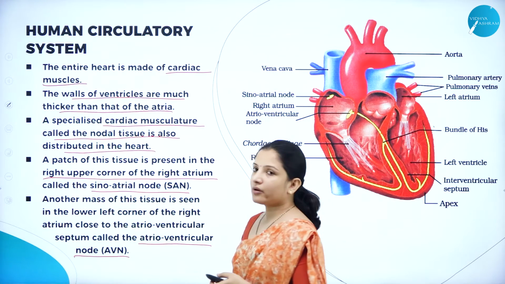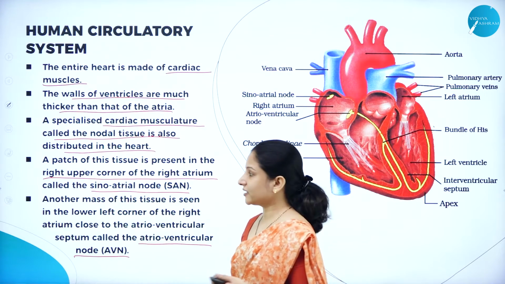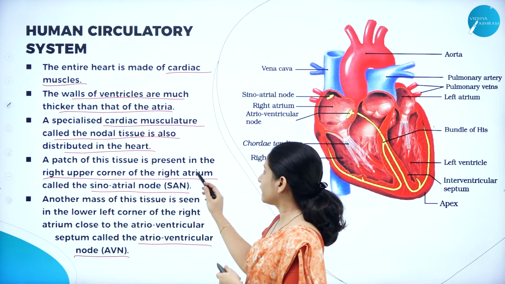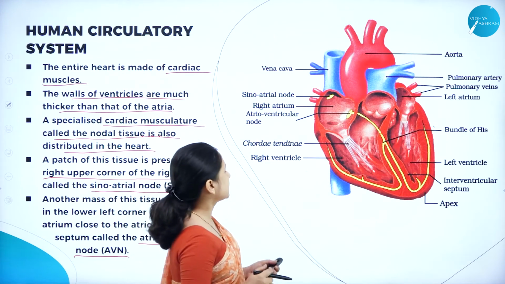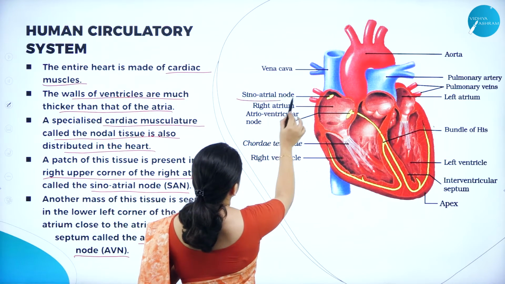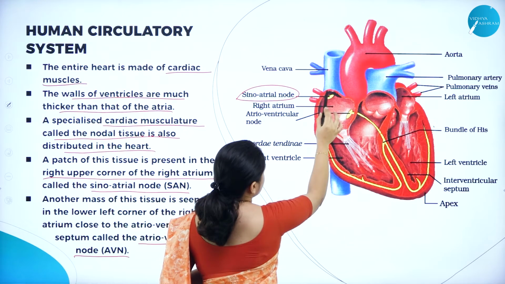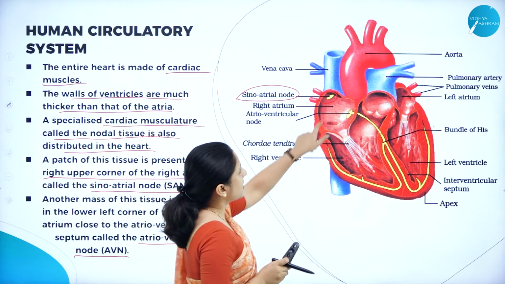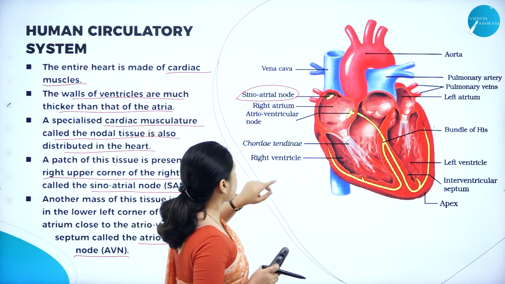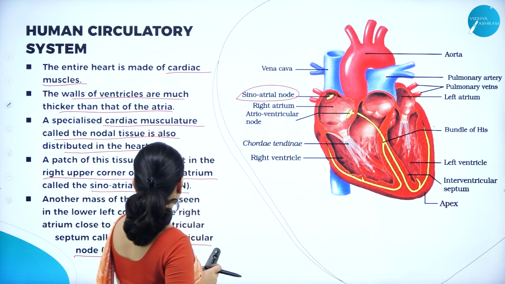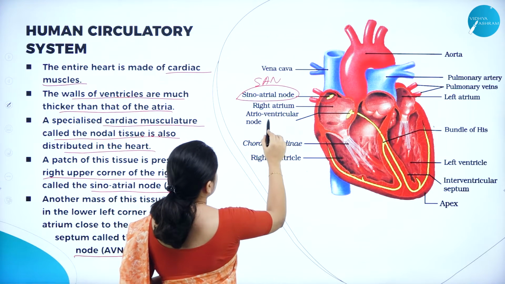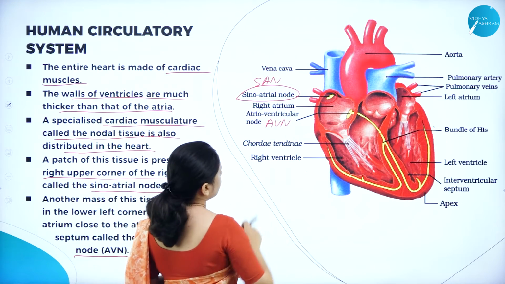So what is the sinoatrial node? Where exactly is it present? The sinoatrial node is present in the right upper corner of the right atrium. If you can see here, the sinoatrial node is present in the atrium. Where exactly in the atrium? Exactly the right upper corner of the atrium. Next, talking about the atrioventricular node. So this is SAN, this is AVN. Where is it present?